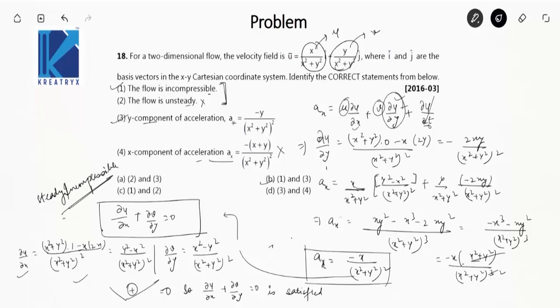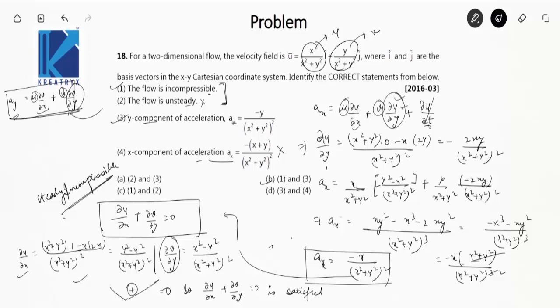However, you can find the y component of acceleration in a similar fashion. What will be the y component of acceleration? The equation that you can use, I will write here: ay is equal to u del v by del x plus v del v by del y. Okay, this will be the equation for the y component of acceleration. You know u, you know v, and you have found out del v by del y, so all you have to do is find del v by del x and put all the values here. You'll get the y component of acceleration.